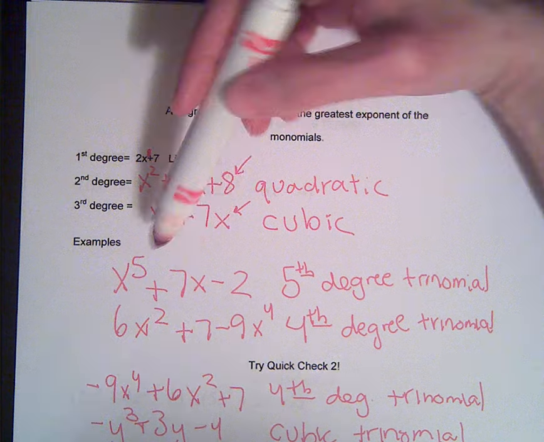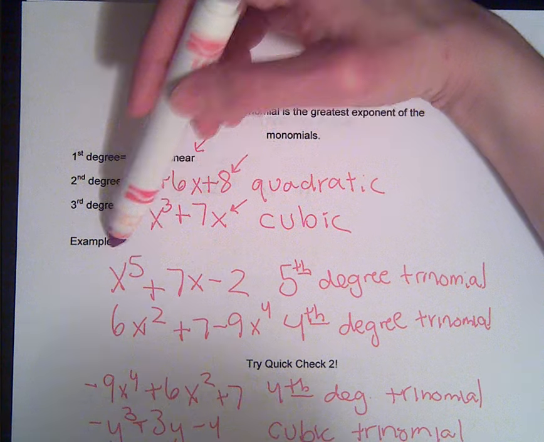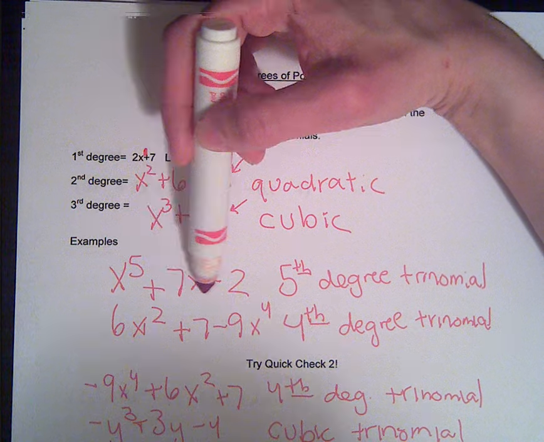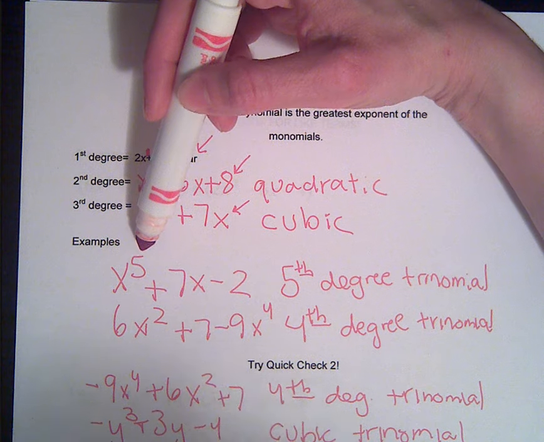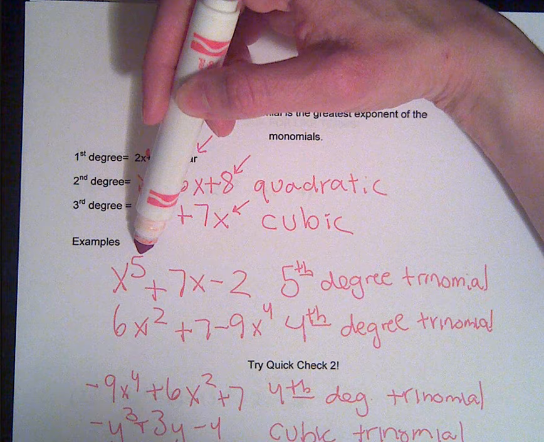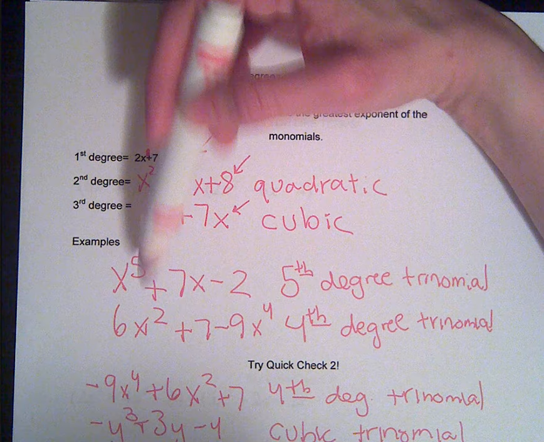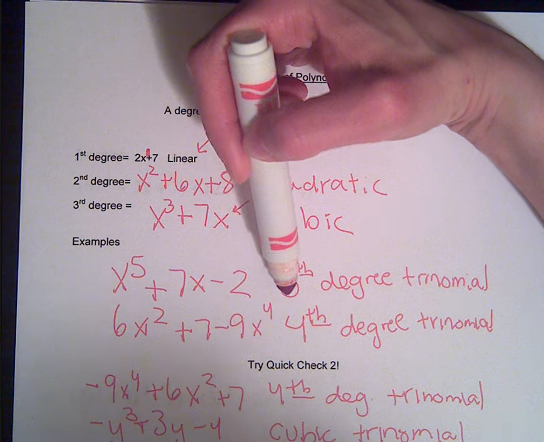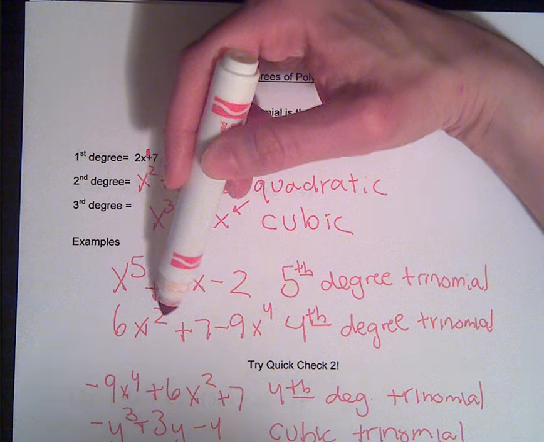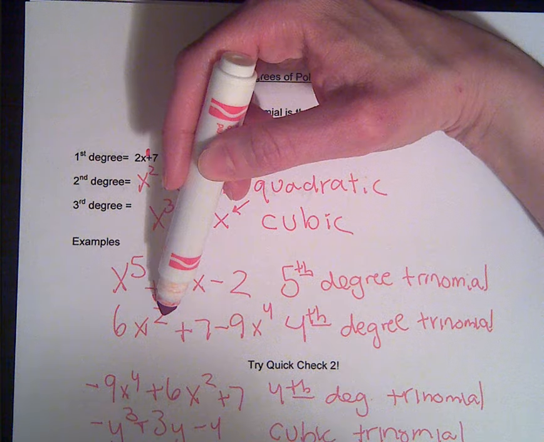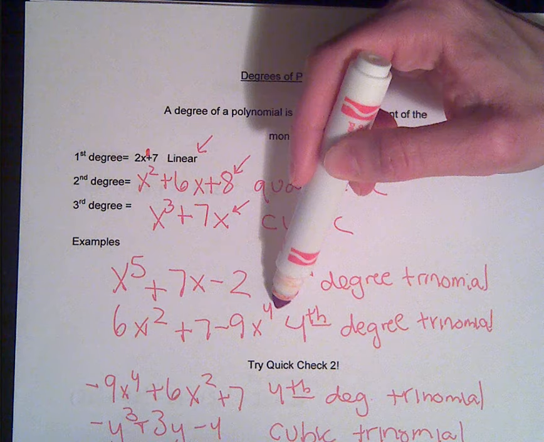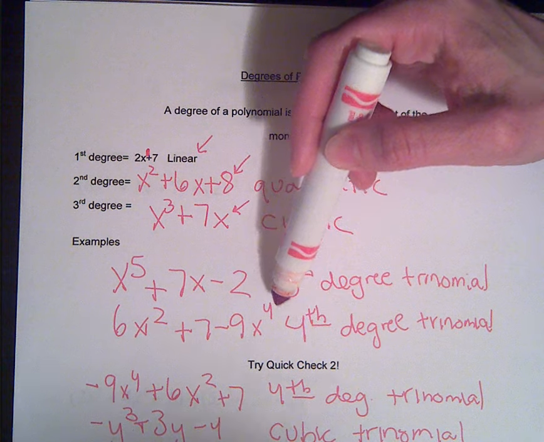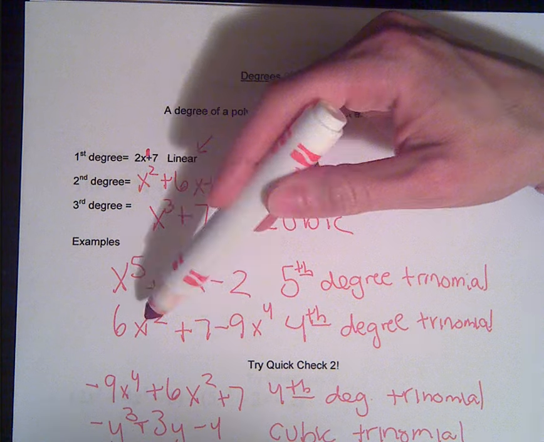Okay, so let's look down here at other examples. This one I have x to the 5th plus 7x minus 2. I would call this a 5th degree because my highest exponent is a 5. Down here I have 6x squared plus 7 minus 9x to the 4th. Some people might say, oh, the highest degree is 2, it's quadratic, but it's not. Even though it comes at the end, my highest exponent here is the 4, so this is a 4th degree trinomial because I have 3 terms: 1, 2, 3.